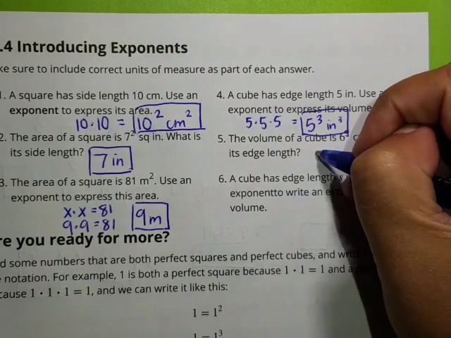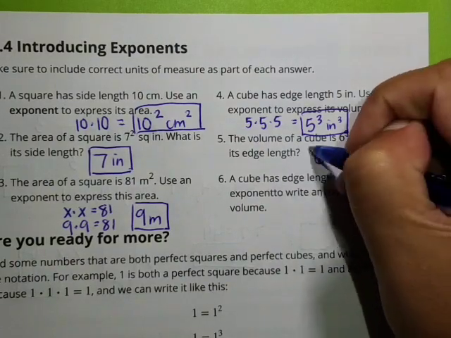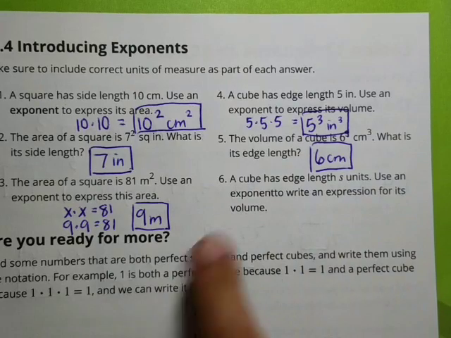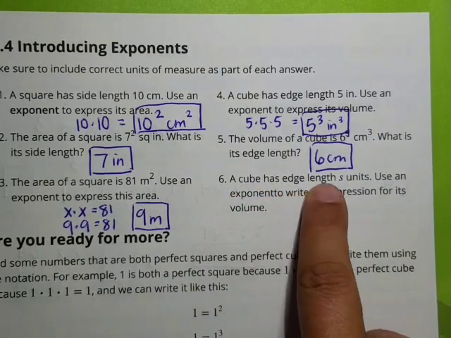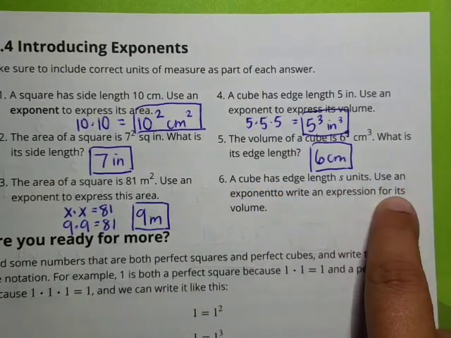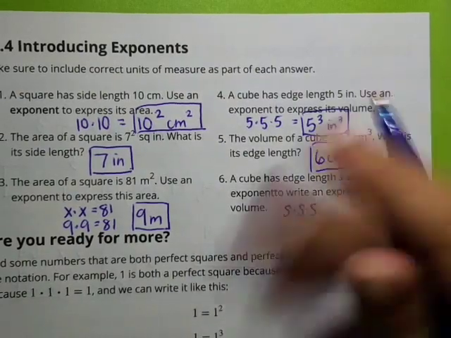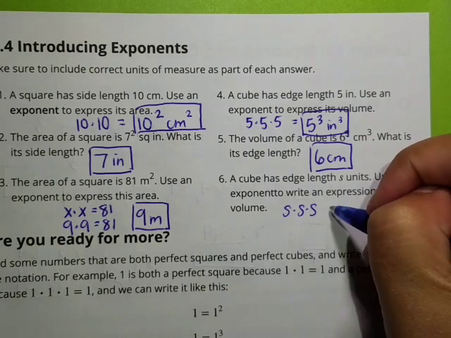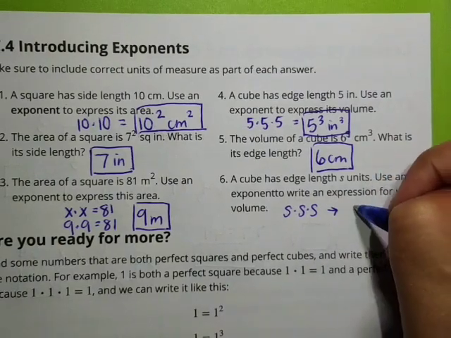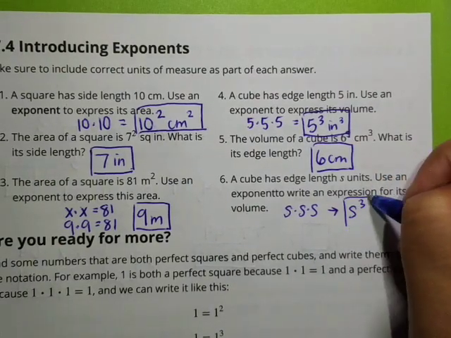All right, so the answer should be the side length is 6. And then the last one, a cube has an edge length of S. What is an exponent to write for its volume? Well, S times S times S, which we did earlier, really can be written as S to the third power.